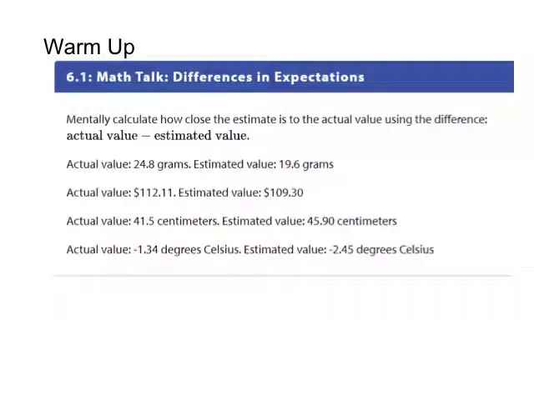All right, here's your warm-up. You want to mentally calculate how close the estimate is to the actual value using the difference, or subtraction. Take the actual value minus the estimated value for these 4 items. Do it as quickly as you can, mentally, not using a calculator. The numbers in red are the ones that I quickly did mentally, pretty much looking at your ones values and subtracting that way, ignoring the decimal, maybe sometimes rounding. And then in blue are the actual differences.